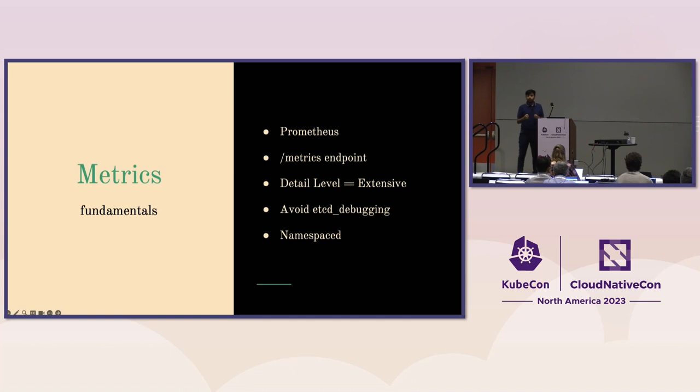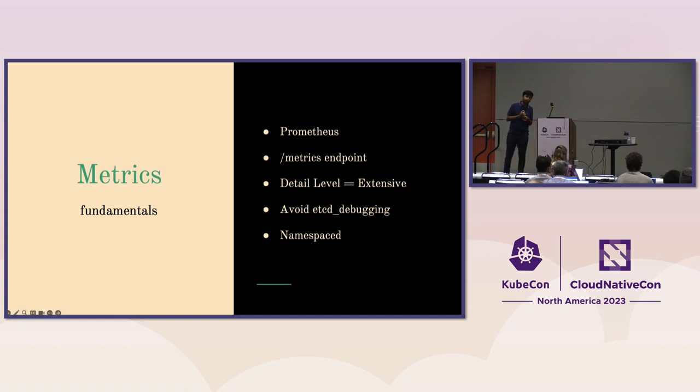Now, the detail level. You can set the detail level to be basic or extensive. Basic just means that you'd get a smaller set of metrics, and extensive gives you all the metrics that exist. I think, if I remember correctly, there are about 126 metrics that it emits at any point in time. The next one is avoid etcd underscore debugging.